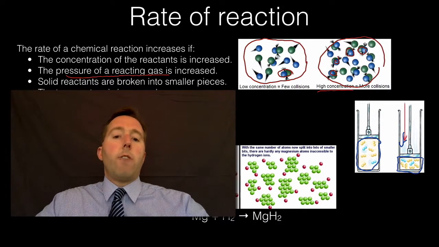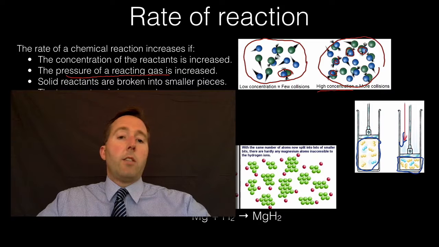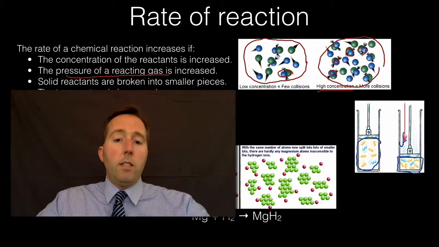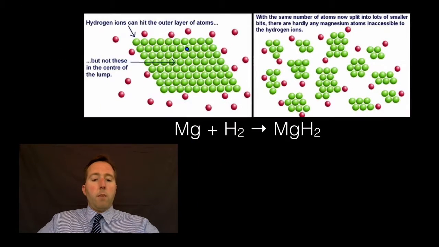Another way to increase the rate of reaction is to break a solid into smaller pieces. So here I've got, in fact, a piece of magnesium. So this is a piece of magnesium here, and it's reacting with some hydrogen, which is the red bit. So periodically the hydrogen will bump into the magnesium and form a brand new product here. So we've got magnesium plus hydrogens forming this brand new product, MgH2, so 2 hydrogens with each magnesium.